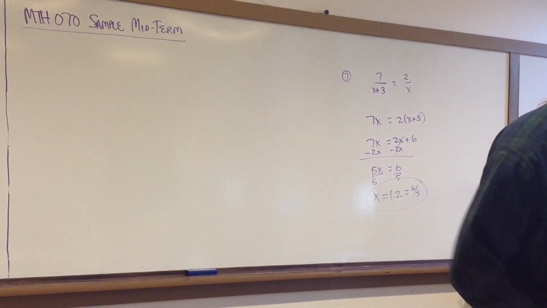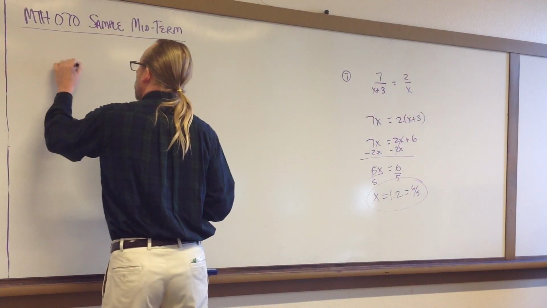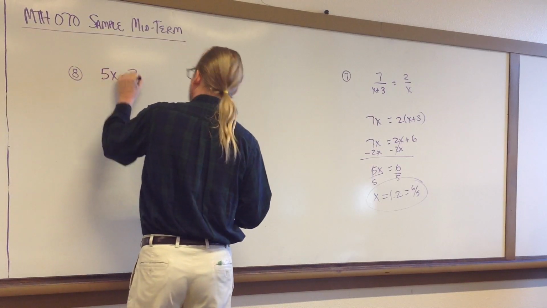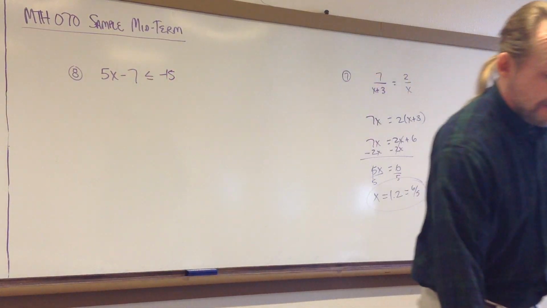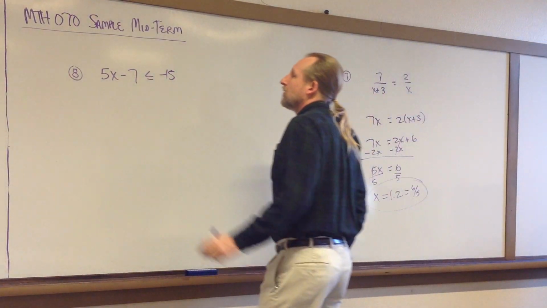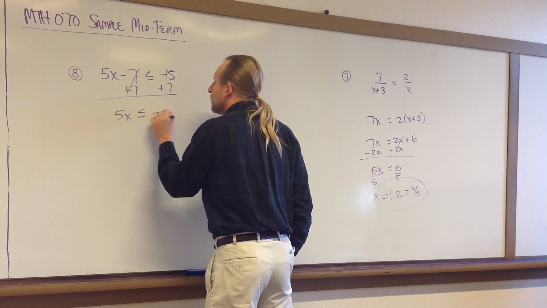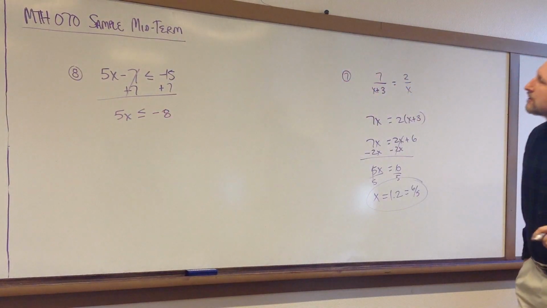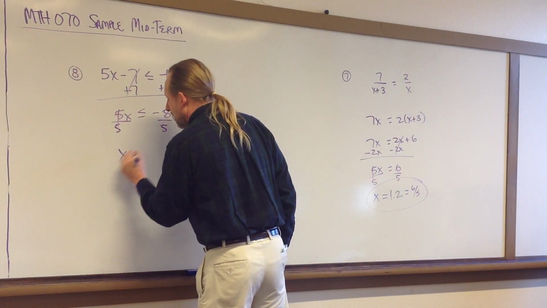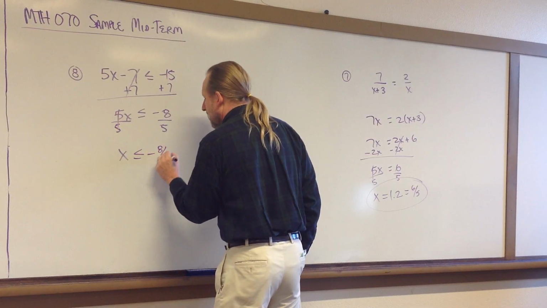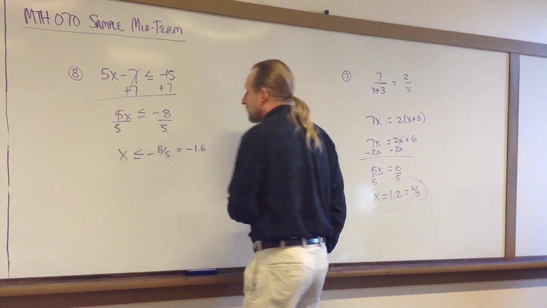All right, so that's it for the equations. Then we have a section on inequality. Problem 8. We've got 5x minus 7 less than or equal to negative 15. All right, so we'll add the 7 over here, and that'll be negative 8, right? And then we'll divide on both sides by 5. x is less than or equal to negative 8/5, or you can call this negative 1.6.